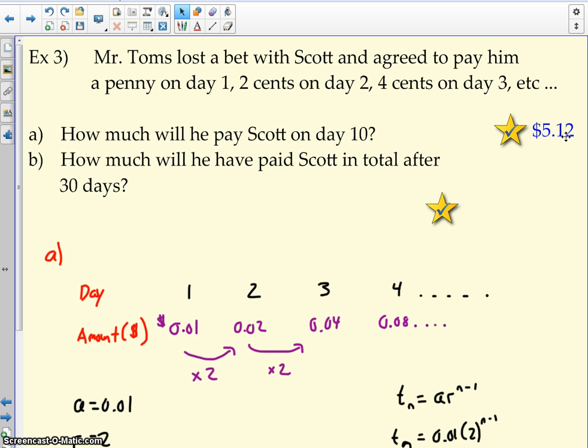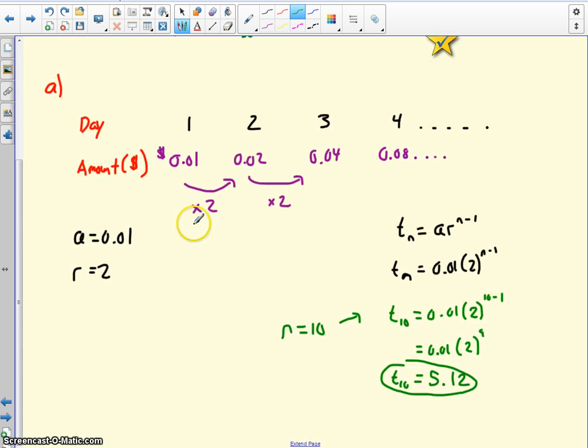Now, part B says how much will I have paid him in total after 30 days. So if it's in total, then I'm going to add up everything I paid on day 1 plus everything I paid on day 2 and everything up to and including 30 days. So I'm really trying to add up all of my first 30 terms. So what does this mean? It means it's going to be a geometric series. So I need to use a series formula here.